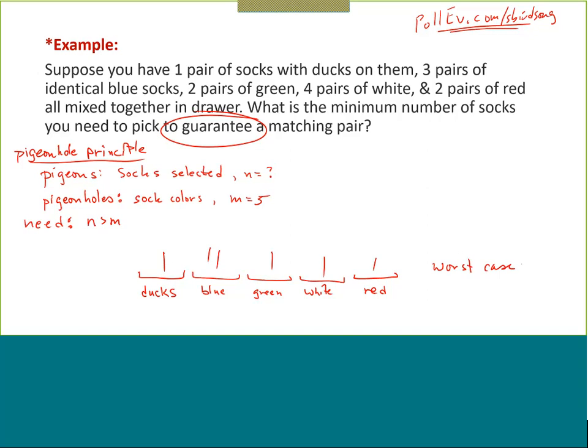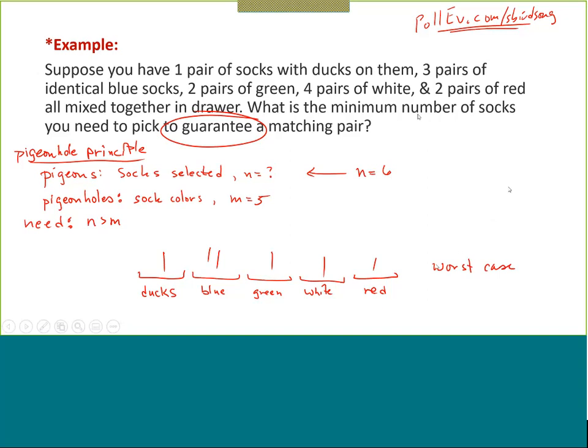So this one here says what? This would tell you that your n, your number of socks selected, would need to be whatever the number of pigeonholes were, so types of socks, plus 1. Make sense? Feeling kind of okay-ish. Seeing no questions from you guys, I'm going to assume okay-ish.